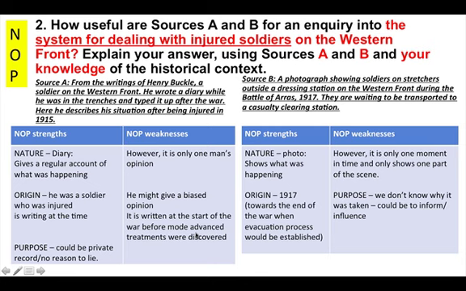You can see that source A is a diary. It's written in 1915 by somebody who experienced being injured in the war and in the early years of the war. So a strength would be the fact that it's a diary, it's got quite a good nature. It gives a regular account of what was happening to somebody. It gives a worm's eye view, if you like. That's the origin. He was a soldier who was injured and is writing at the time.